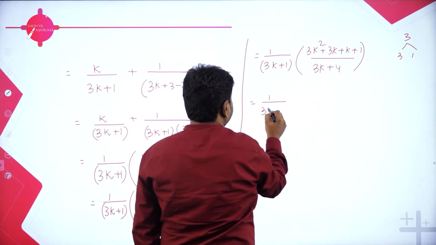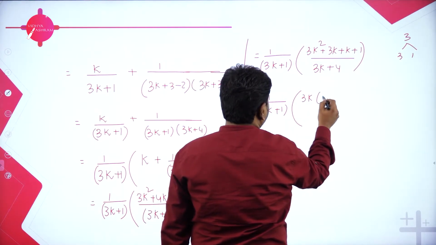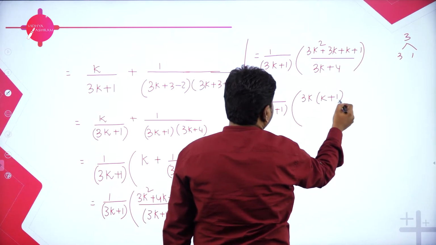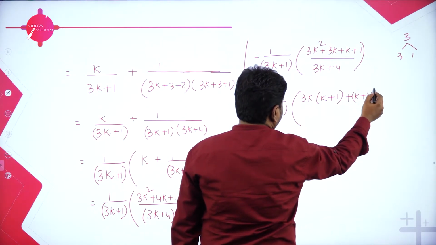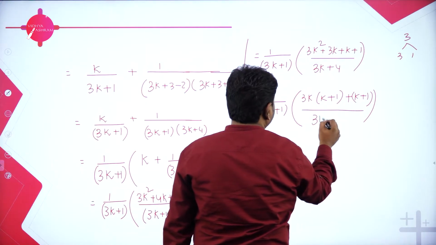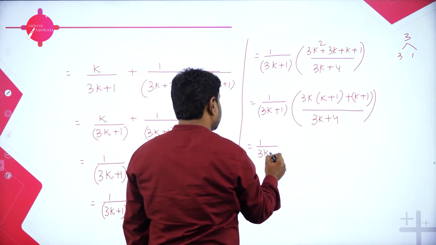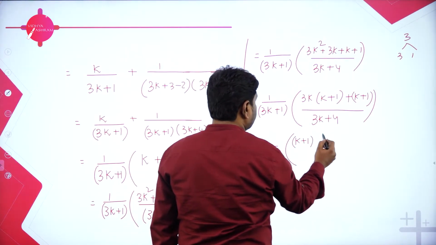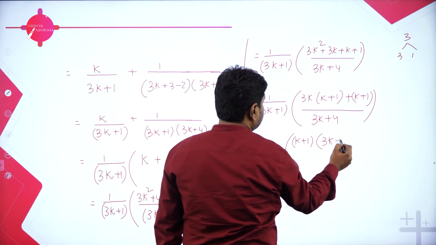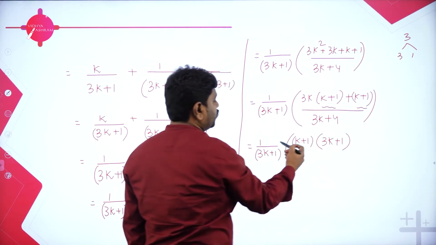Further, 1 divided by 3k plus 1. In the numerator, if you take 3k common, you will be left with k plus 1 plus k plus 1. Further, in the numerator, if you take common, divided by 3k plus 1. In the numerator again, you can take k plus 1 common. 1 divided by 3k plus 1 into, if you take k plus 1 common, you are left with 3k plus 1. So 3k, k plus 1, k plus 1 is common, I took it out.